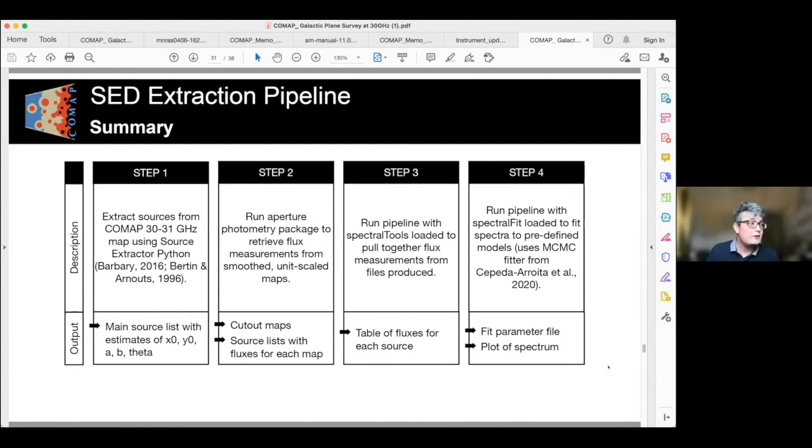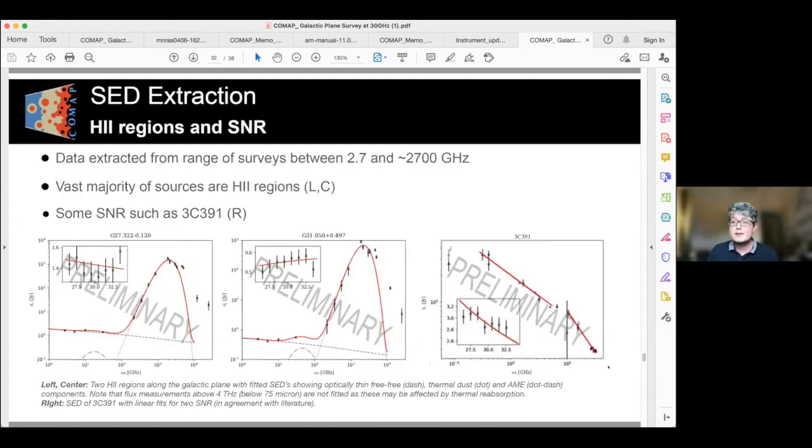And then on the next slide, you can see a couple of example SEDs. The two on the left-hand side are G37.32 and G31.05. Those are both H2 regions that are within the area we've highlighted for the first paper. And then on the right-hand side, 3C391 is a supernova remnant, which is just on the side of W43, and you can see the Comap points in the bottom right-hand corner, and actually in the small cutout as well. We're able to track that dropping frequency even within the Comap data.